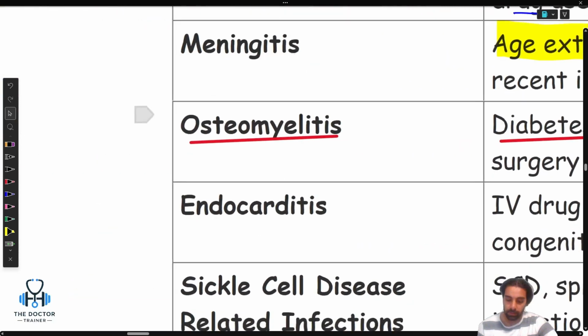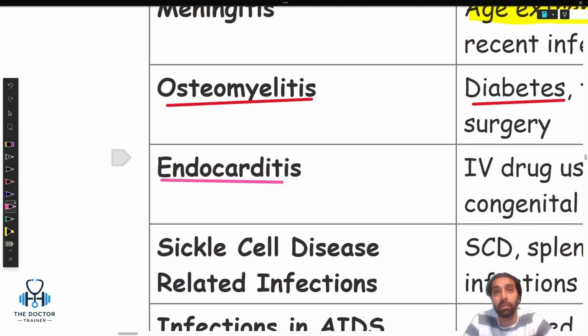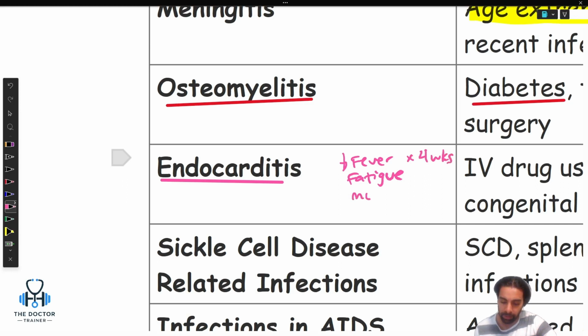All right, endocarditis. The typical patient is going to have a longer, subacute type of process where they have low-grade fevers and fatigue, and it's been going on for, let's say, 4 weeks. And you've got to find a murmur in these patients. There's got to be a murmur somewhere.